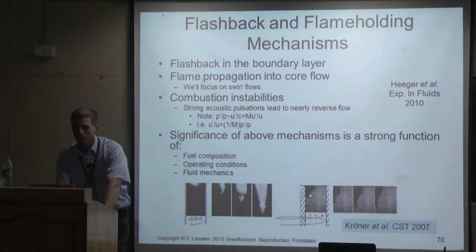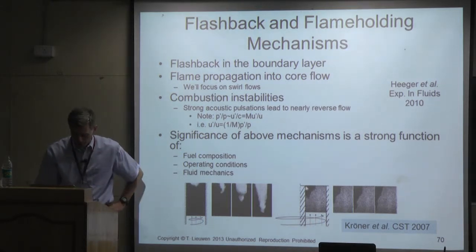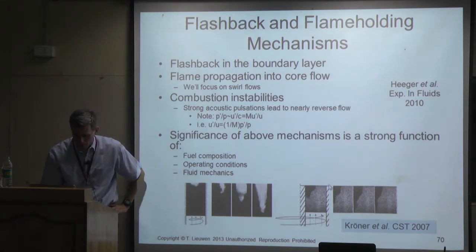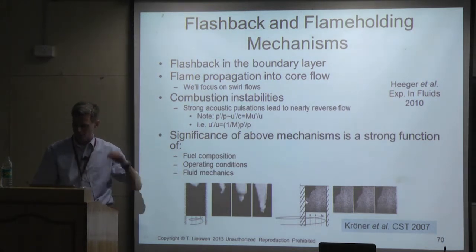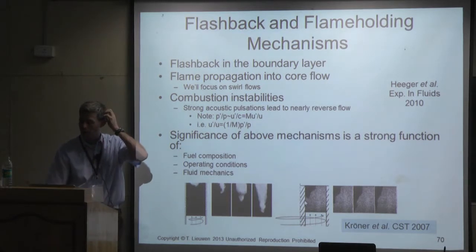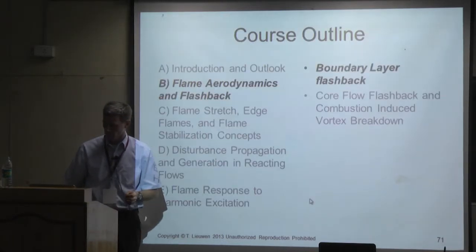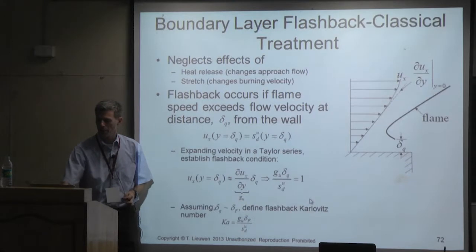It's flashing back in the boundary layer. There's a center body in the flow. This would be the outer wall, and this dashed line would be the center line. You can see the flame is flashing back in the shear layer, the boundary layer of this inner annulus. Okay, let's talk first a little bit about boundary layer flashback.